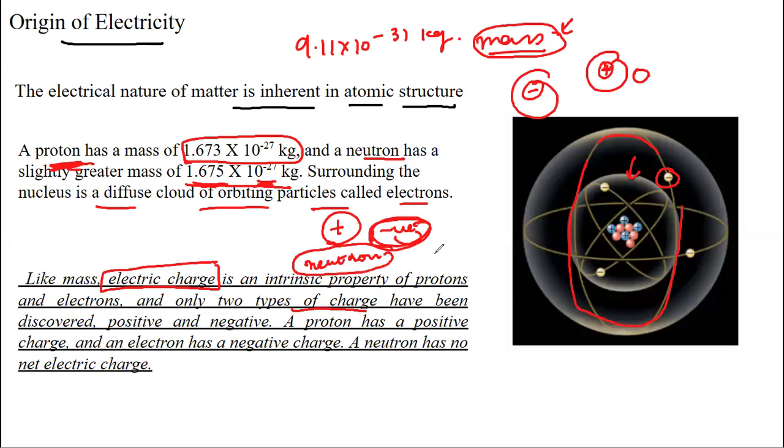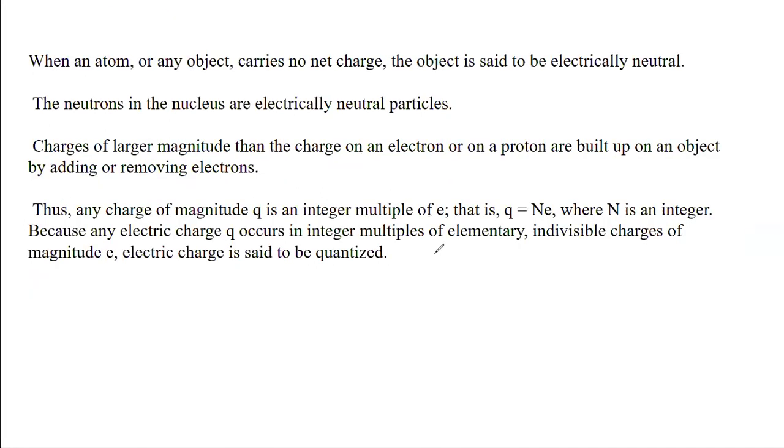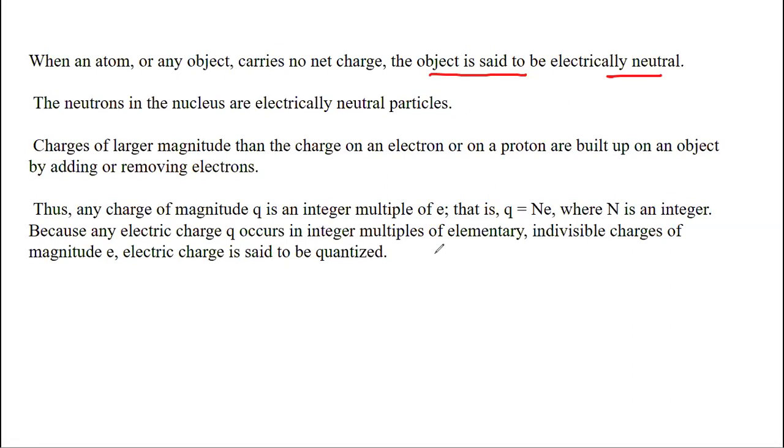Now moving on, when an atom or any object carries no net charge, that object is said to be neutral, right? So what do we call that object? Electrically neutral, because it does not contain any charge. Neutrons in the nucleus are electrically neutral particles. So if you see the nucleus, these are your protons, and let's say these are your neutrons, they do not carry any charge. So these are neutral particles.